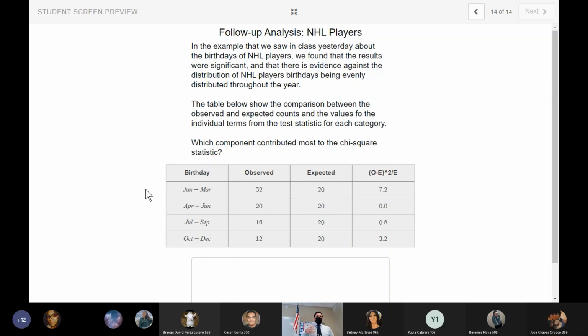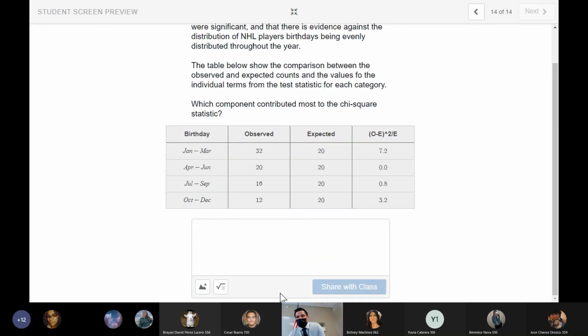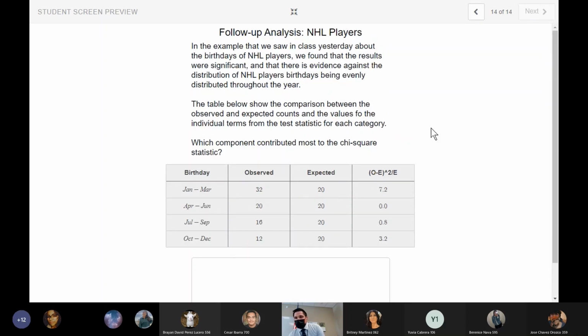It also provides evidence towards what the author of this study said, that people who are born earlier in the year have an advantage. So we can use this idea of follow-up analysis to look back at the data and say, okay, what things contributed to this result the most? And based on what those things are, what else can we say about our results? I don't need you to answer the question that's attached to this, so we just talked about it. Is there anything I can clarify about this follow-up analysis, as they call it?